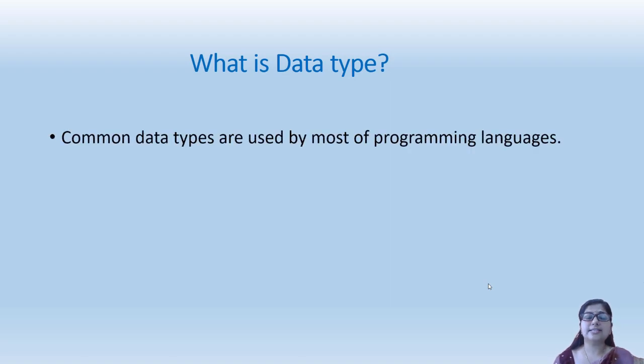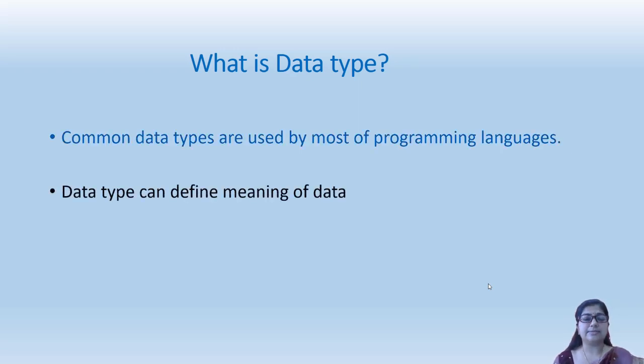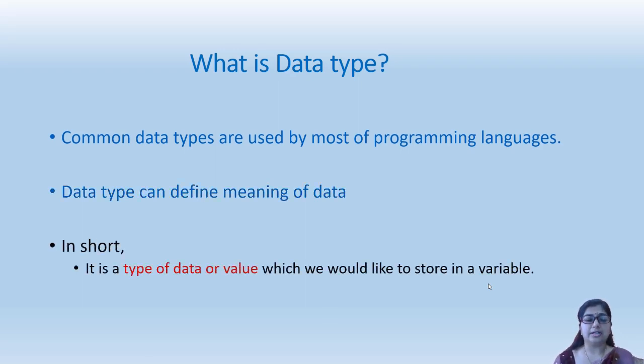Next is, what is a data type? Common data types are used by most of the programming languages. A data type defines the meaning of the data. In short, it is the type of data or value which we would like to store in a variable.